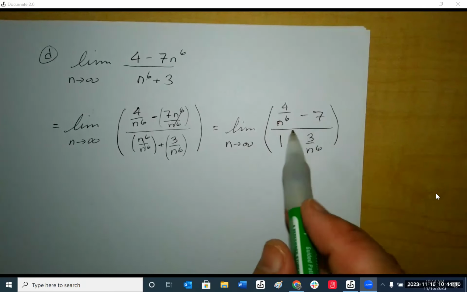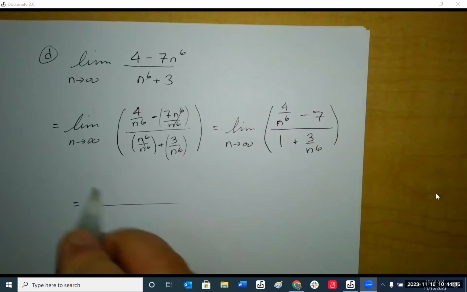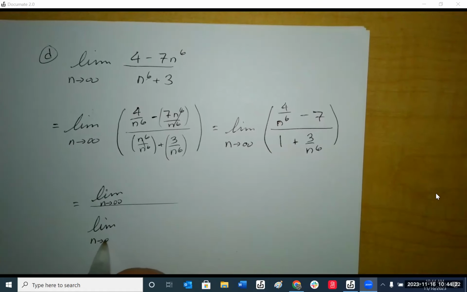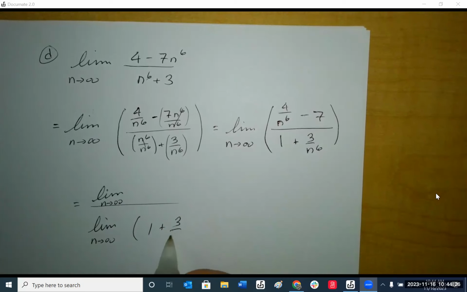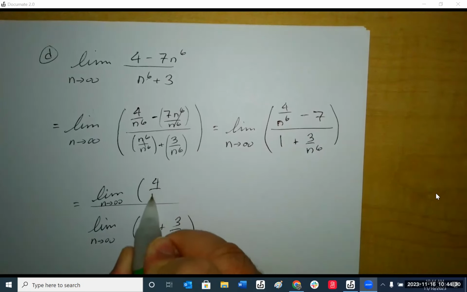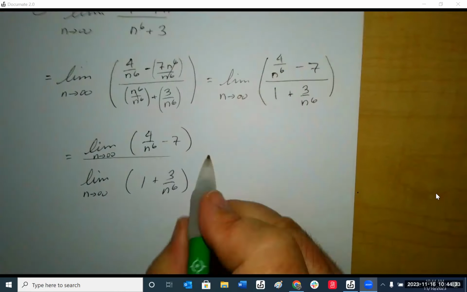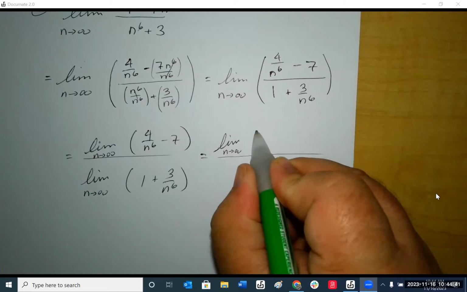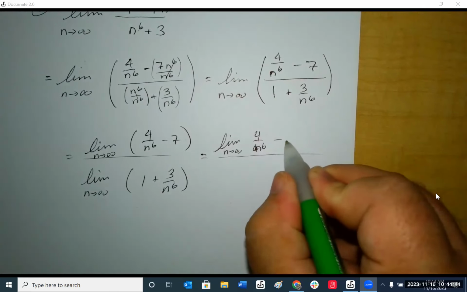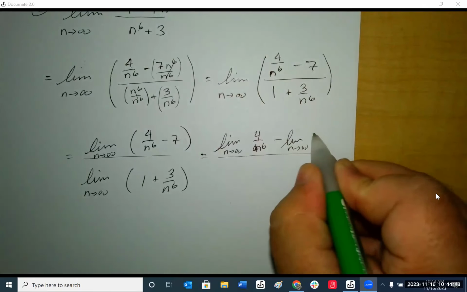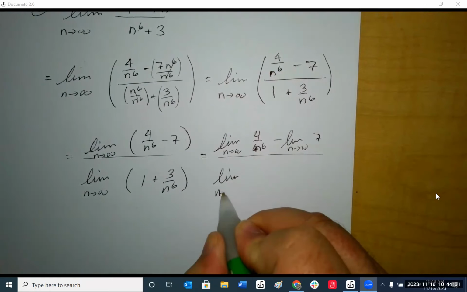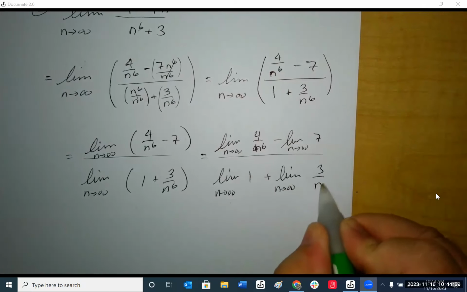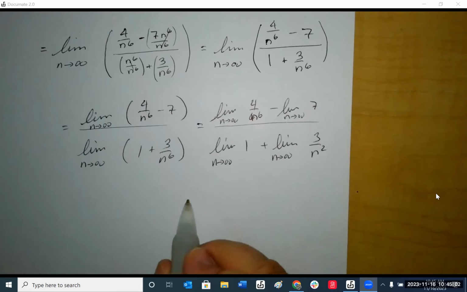Okay, so I'll do it the long way. Plus 3n to the 6, 4n to the 6 minus 7. Six minus limit as n goes to infinity of 7. I'm just using all the rules. I mean, there was a much easier shortcut.